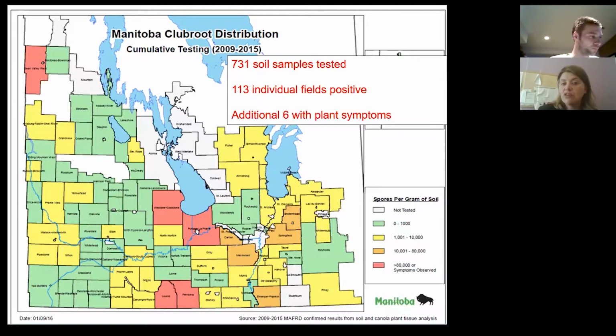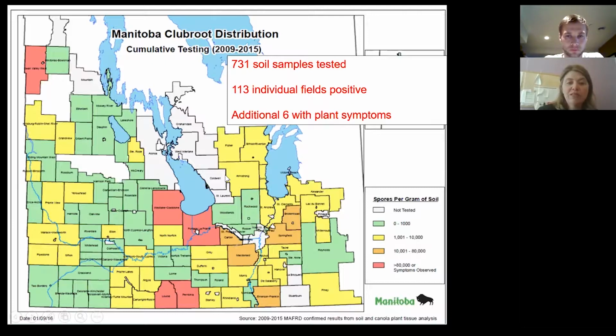So if you're keeping track, we increased our fields by about 300 that year, and 113 individual fields were found positive. So we went from about 46 to 113, so a big jump there. But please keep in mind, we were testing a lot more fields. And we had an additional 6 fields that had plant symptoms. So we were up to 8 fields. We found 6 fields in 2015.